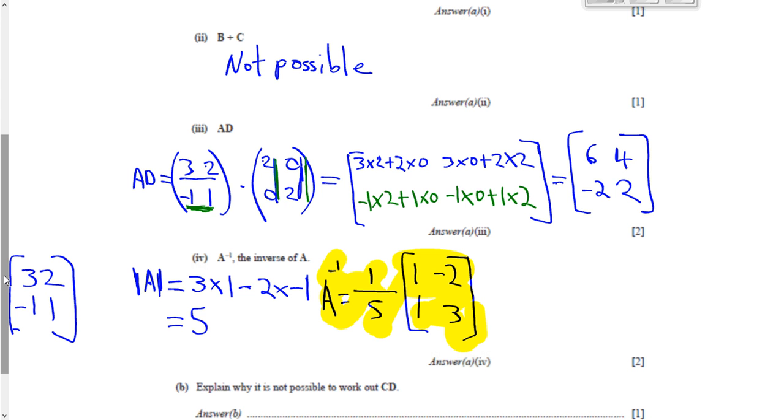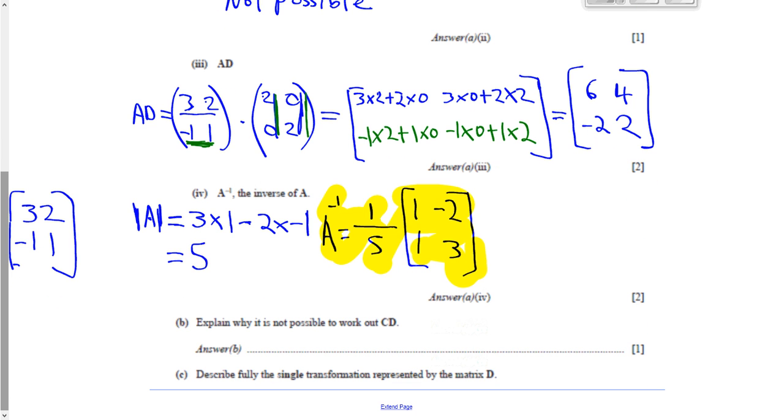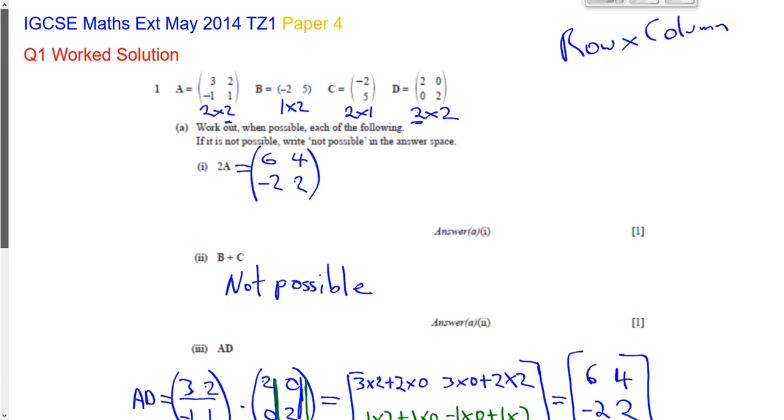Let's have a look at our final question here. Why is it not possible to work out CD? All right, let's go up and look at CD. So CD. Now, it's not possible to work out CD because of their orders. See these two numbers here? So this is a 1 and a 2. We've got ordered side by side. These orders need to be the same, okay? And so they are not compatible, all right?